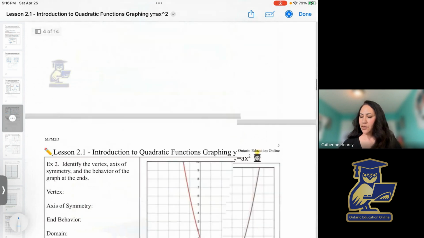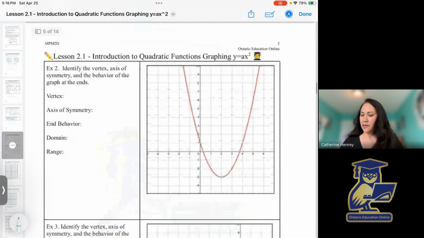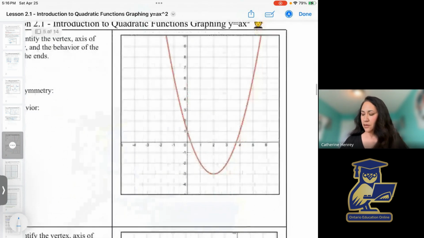Okay, let's keep moving on. Let's talk about the vertex here. We can find the coordinates.